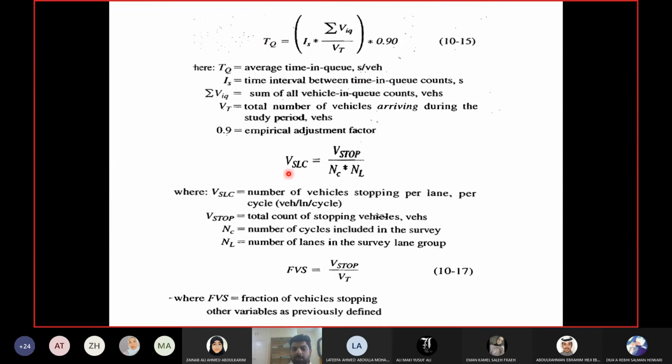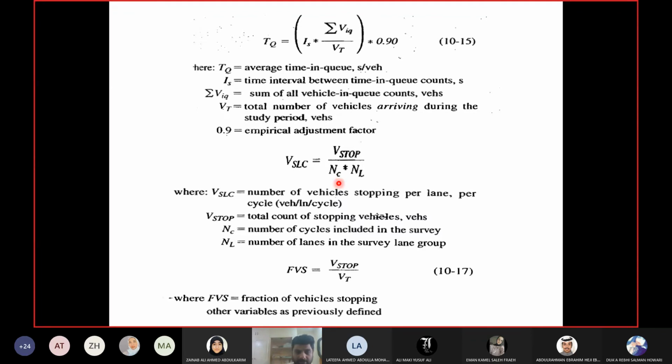Then you have VSLC, which is vehicles stopped per lane per cycle. So you have the number of vehicles stopped observed by observer 2. You count the number of lanes on the side of the road, and you count how many cycles passed in your survey period. So your survey period continued for 10 minutes. In 10 minutes, you saw the signal became red, let's say, 7 times. The number of cycles will be 7.